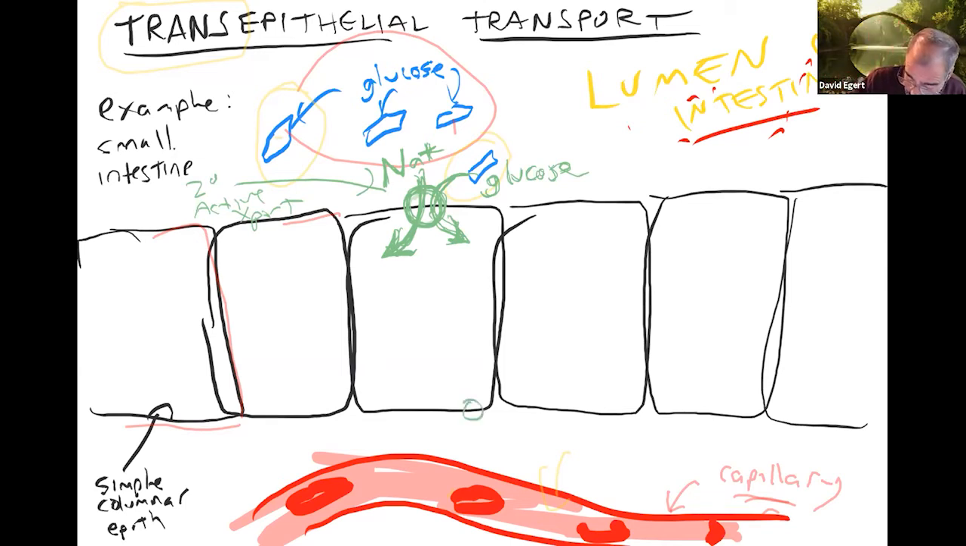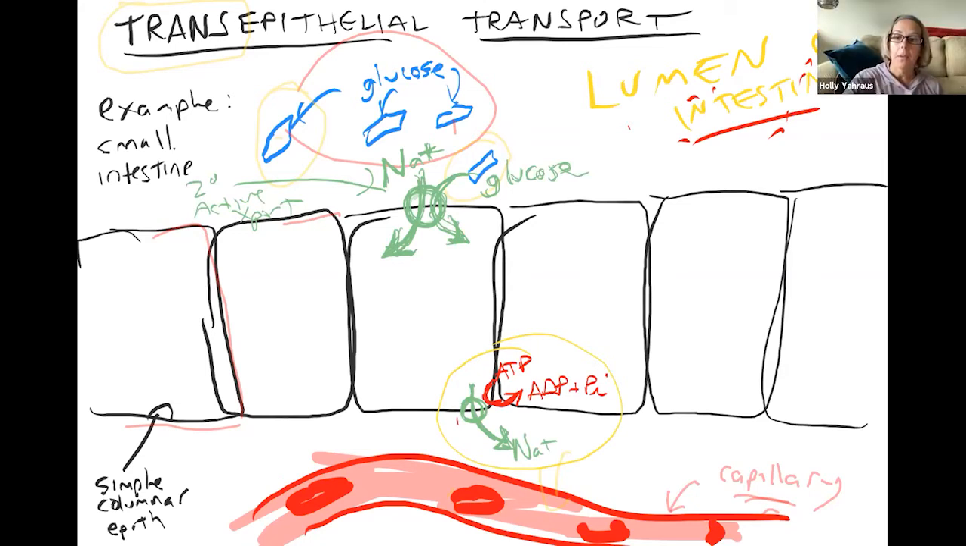So I've got an active pumping of sodium out of the cell. And that's only going to happen using the power of ATP. So what do I call this if I'm actively pumping sodium out using directly the power of ATP? Primary. Yeah, so this is going to be an example of primary active transport.